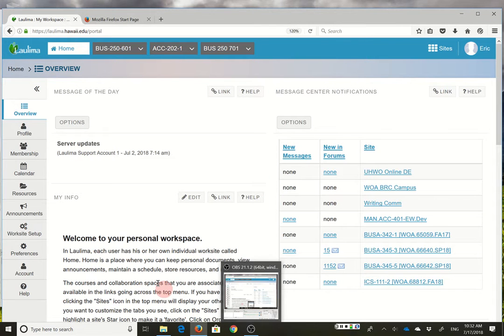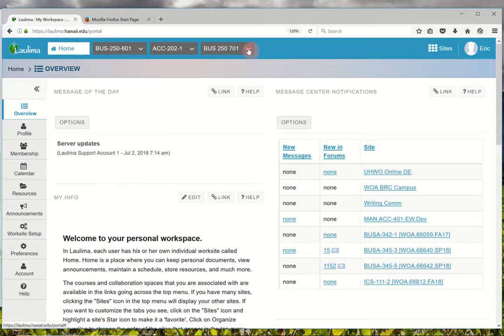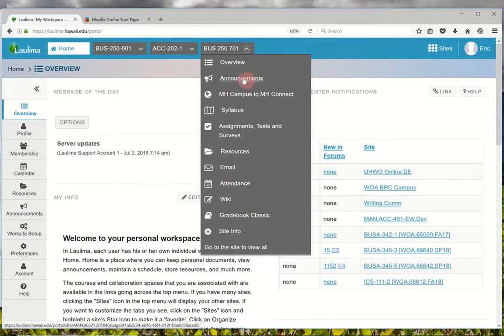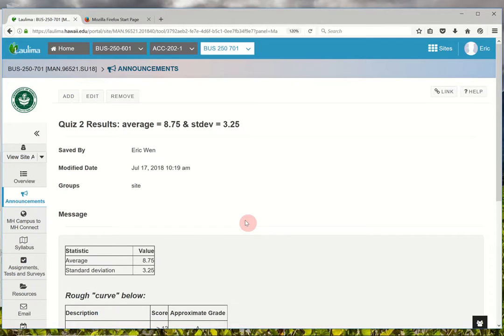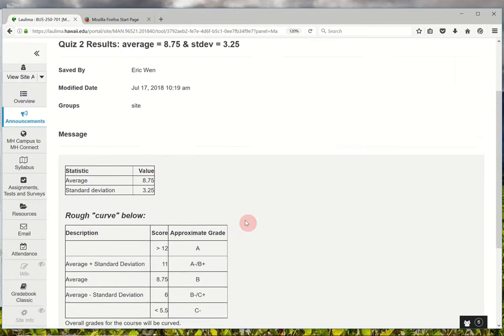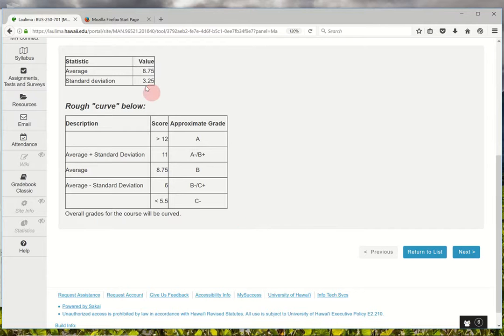I just put up an announcement for the results of the quiz. Let's see. Average is about 8.75, about 9. Standard deviation is about 3.25. So the average is about a B.